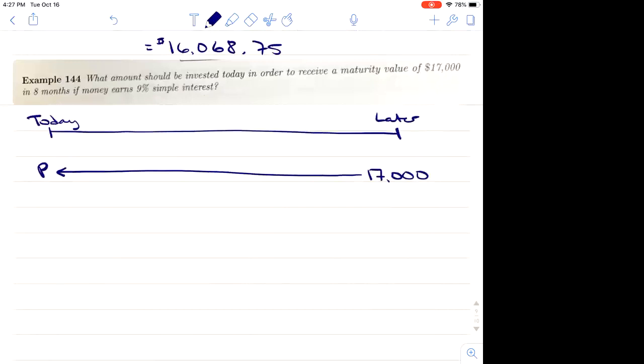Same thing though, on the arrow we say that T is 8 out of 12, 8 months, 8/12ths of a year. And the rate is 9%, so 0.09.